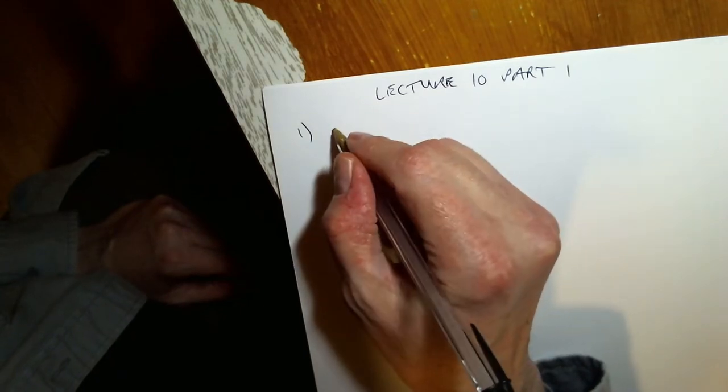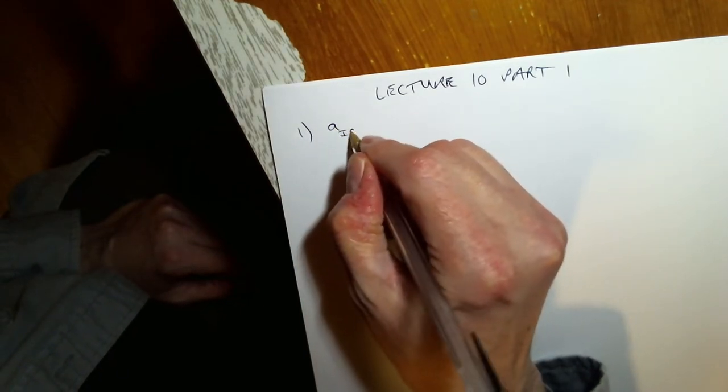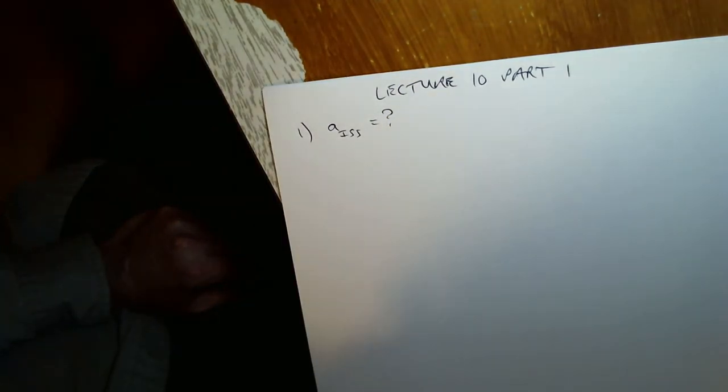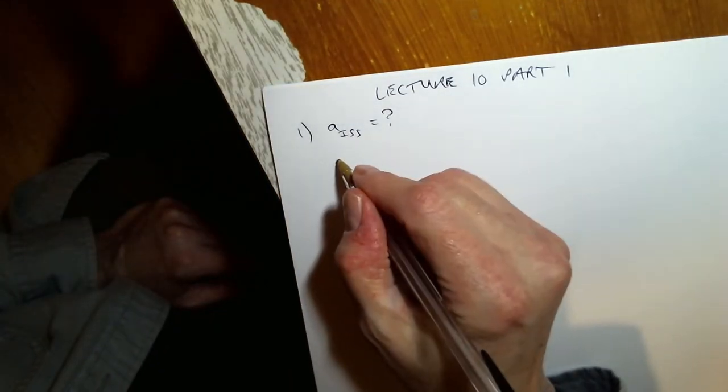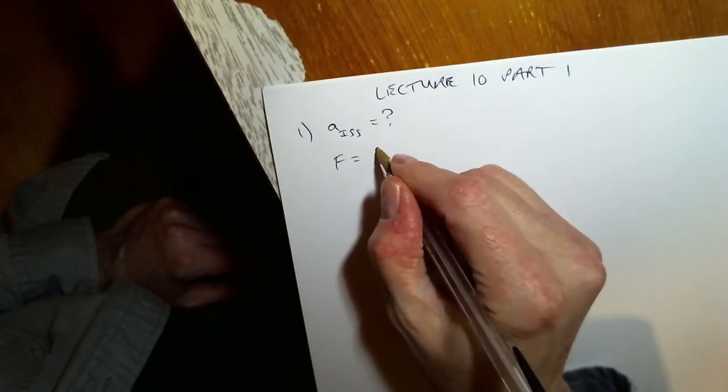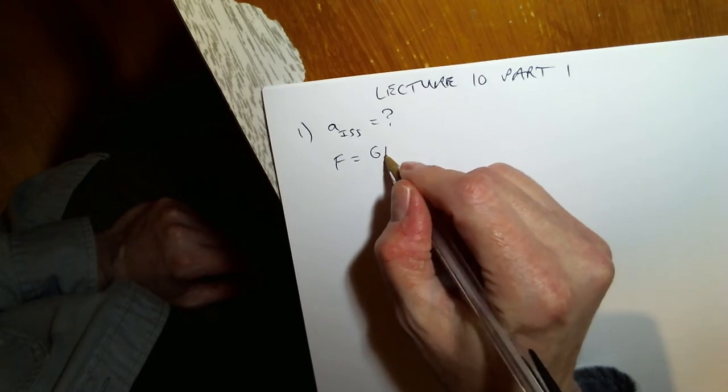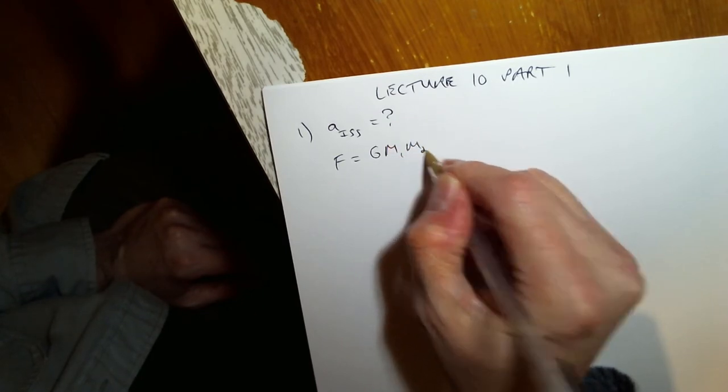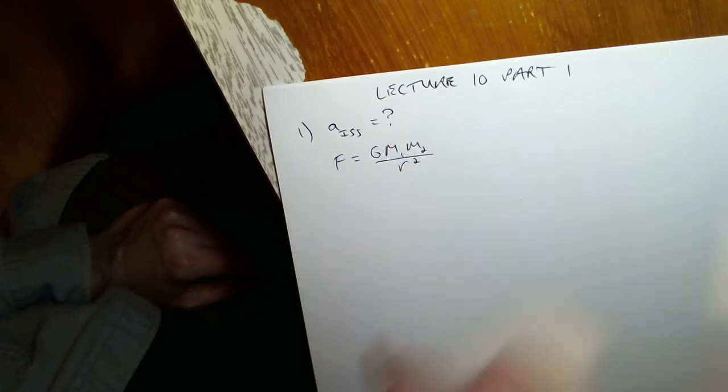I'd like to work the two problems that I gave at the end of Lecture 10, Part 1. So the first problem is, what is the acceleration of gravity at the International Space Station? And to do that, we use the fact that the force of gravity is G times m1, m2 over r squared.